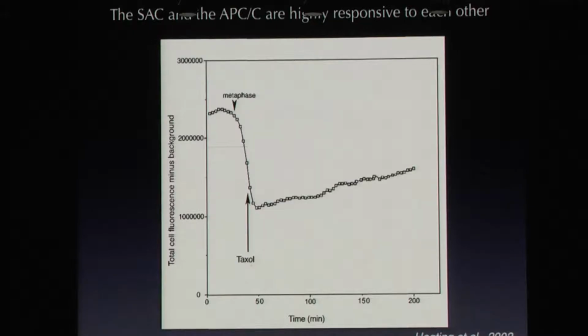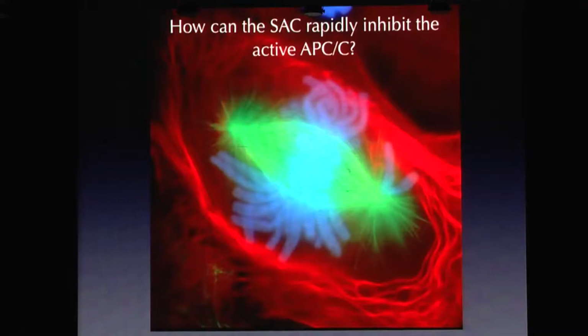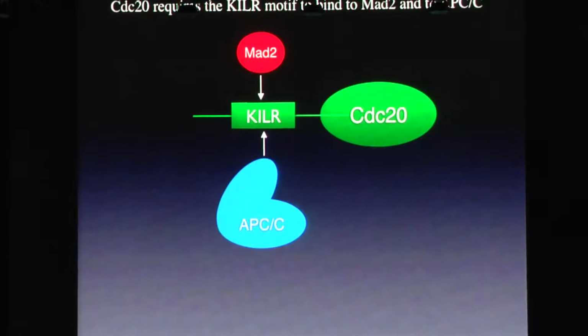And that's the question that I want to try to answer in the rest of the talk. So in other words, how can this checkpoint rapidly inhibit an APC that's already degrading its substrates. And the reason why that was a difficult question to answer is because we knew that CDC20 requires exactly the same motif, and we called it the killer motif, to bind to MAD2 as it needs to bind to the APC.